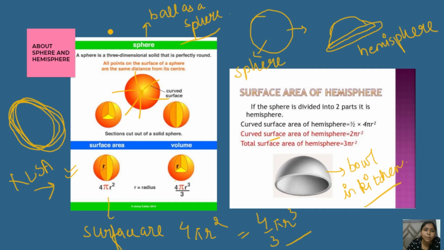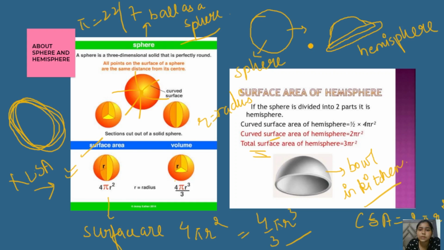Now I told you that when the sphere is cut into two equal parts, it is called a hemisphere. So the formula will also be halved. Okay, so the curved surface area of a hemisphere, CSA of hemisphere, is 2 pi r square. Now why is the total surface area given? I told you that in the case of a sphere, only one surface area exists. But why in the case of a hemisphere do both surface areas exist?